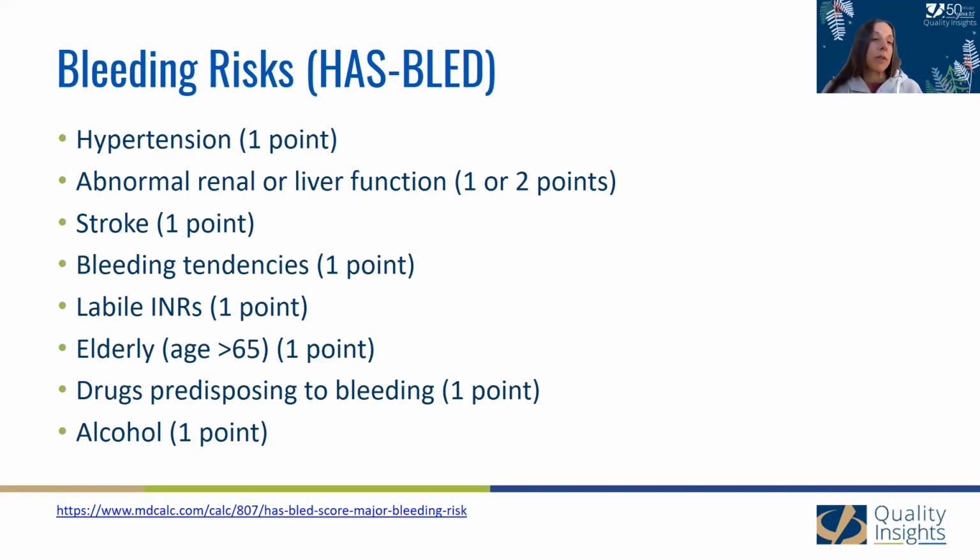Hypertension, abnormal renal or liver function, stroke, bleeding tendencies, labile INRs, age over 65, drugs predisposing to bleeding like aspirin, or if they drink alcohol. So we want to make sure we calculate this. This score does not exclude individuals from receiving anticoagulants, but it's a really good tool to communicate with patients to say, you are at increased risk of bleeding and you are receiving these medications. I just want to communicate with you about your risk. It's super important. Shared decision-making is essential in healthcare, in any place in healthcare.